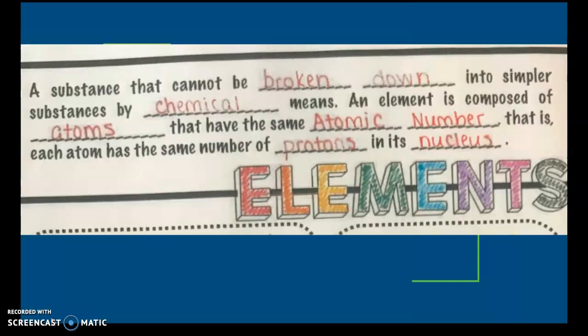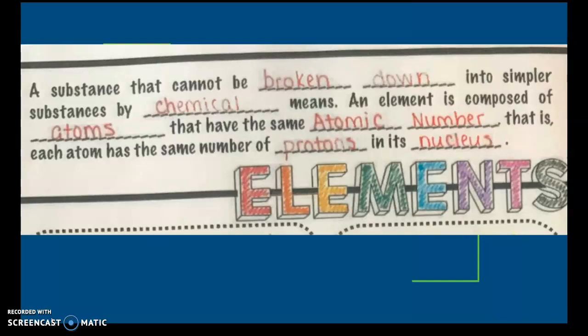So it's different, and we're going to distinguish how each element is different from one another and what that means as far as reactivity and stuff like that. But anyways, our easy definition here is a substance that cannot be broken down into simpler substances by chemical means. That means it's pure, and it's the smallest it's going to be. An element is composed of atoms that have the same atomic number. That is, each atom has the same number of protons in its nucleus. That's the distinction here. The number of protons that an atom has distinguishes what element it is.